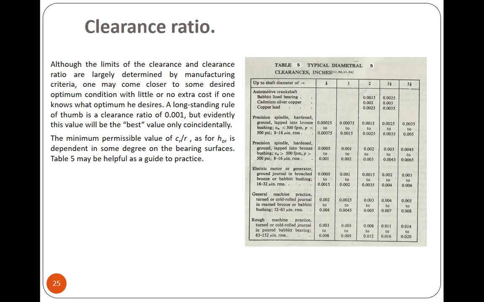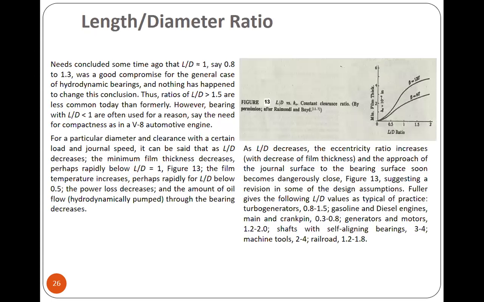Hindi na natin isa-isahin. Now, length to diameter ratio. So may rules din, at may rules sa dimensioning. Niels concluded some time ago that L over D approximately 1, say 0.8 to 1.3, was a good compromise for the general case of hydrodynamic bearing, and nothing has happened to change this conclusion. Thus, ratios of L over D greater than 1.5 are less common today than formerly.